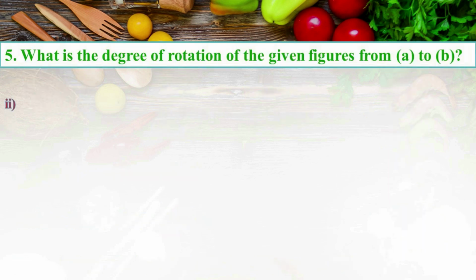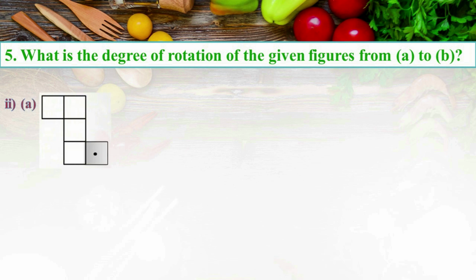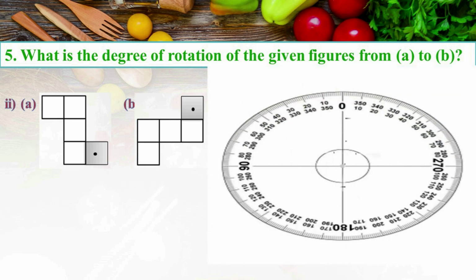Fifth sum. What is the degree of rotation of the given figures from A to B? Second sum, this is the A figure, this is the pentomino with 5 squares, and this is B figure. We have to find the angle of rotation, when A is rotated, on which angle we get the shape B. Let us find the angle.